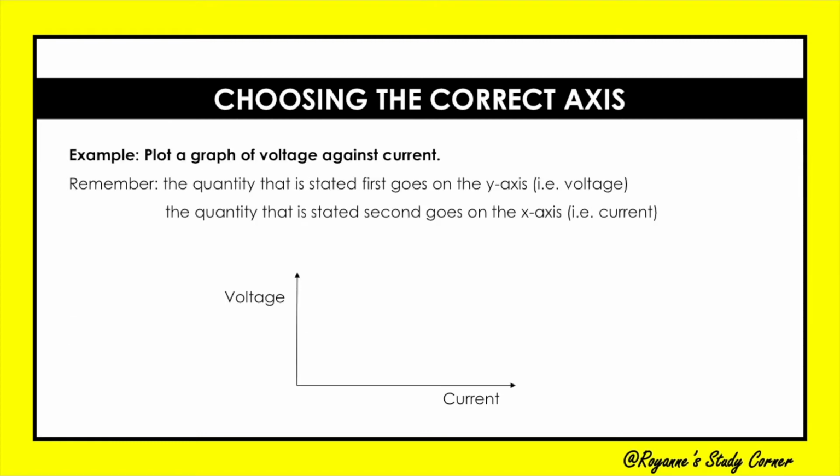So let's look at an example. Plot a graph of voltage against current. Now remember, the first quantity goes on the y-axis, which is our vertical axis, and the second one goes on our x-axis. So since the question said plot a graph of voltage against current, it means voltage goes on our y-axis and current goes on our x-axis.